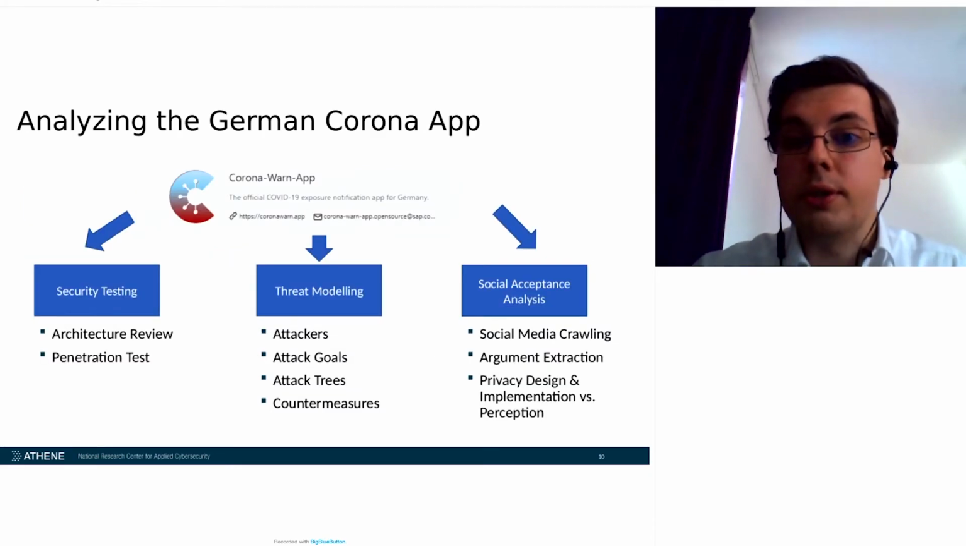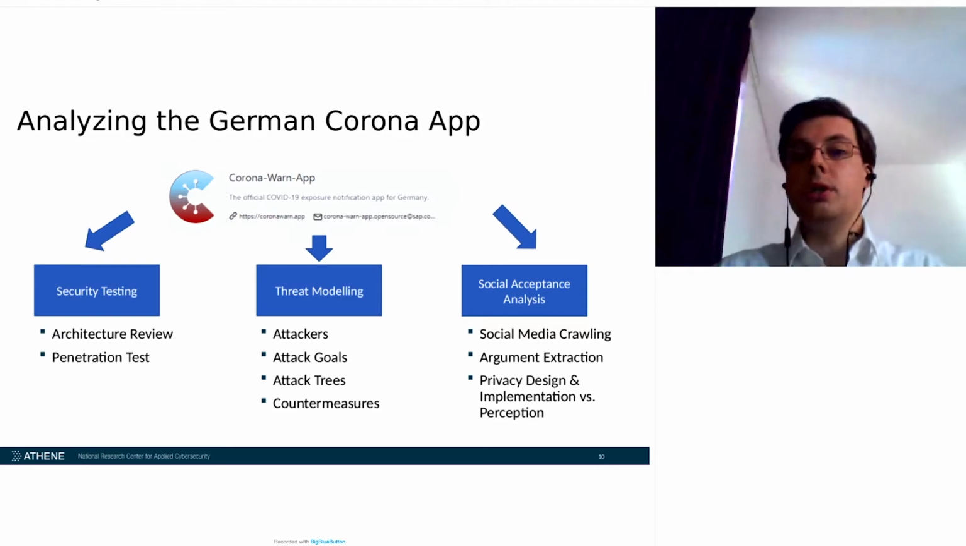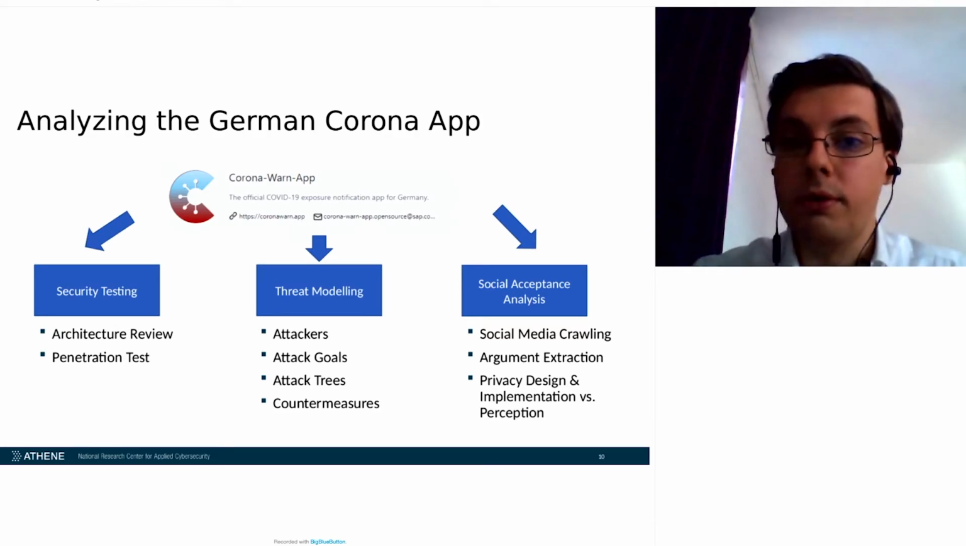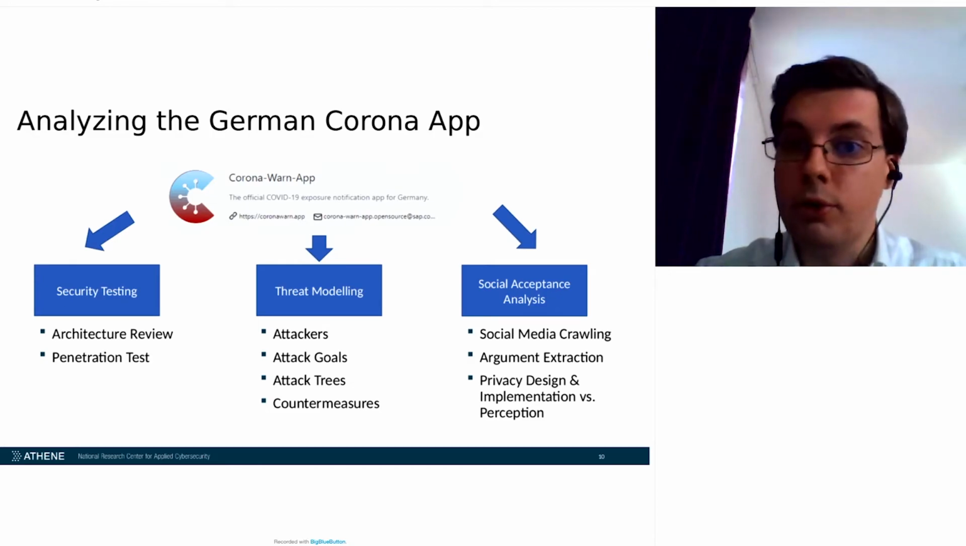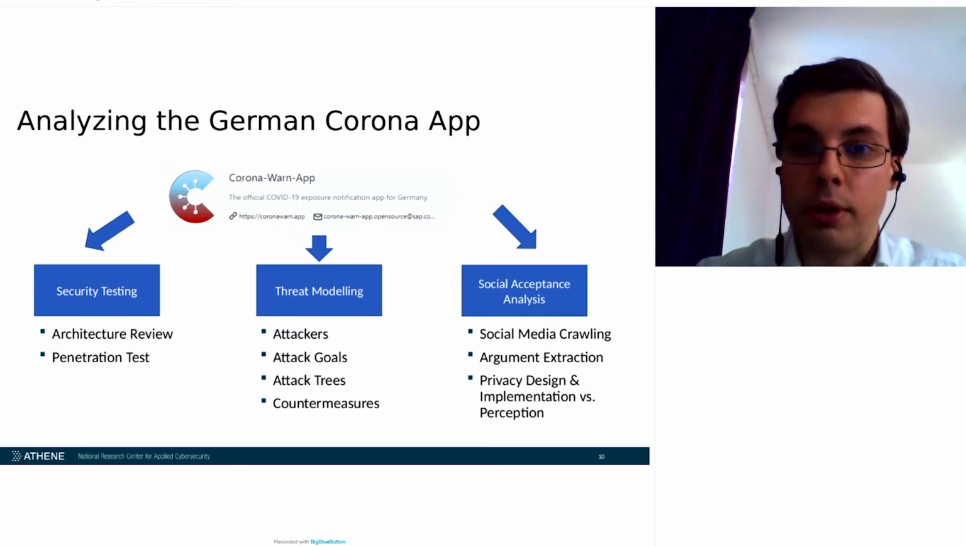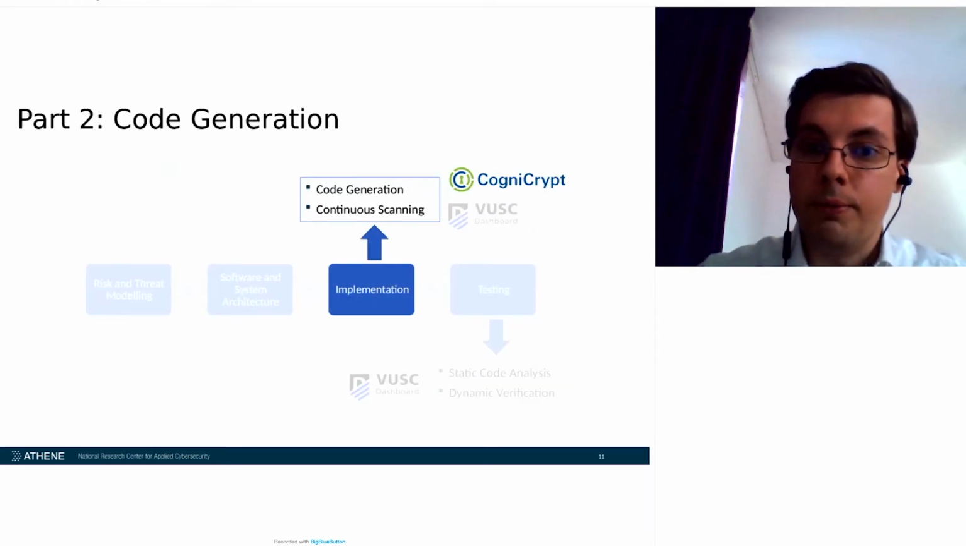And just in a couple of seconds, we also, as kind of a community service, analyzed the German Corona Warn app. We did security testing on the app implementation and created a few issues on GitHub in the official issue tracker. We created a comprehensive threat model for it, and we're now running a social acceptance analysis, which will also result in a paper together with TU Darmstadt. And this is ongoing research work.